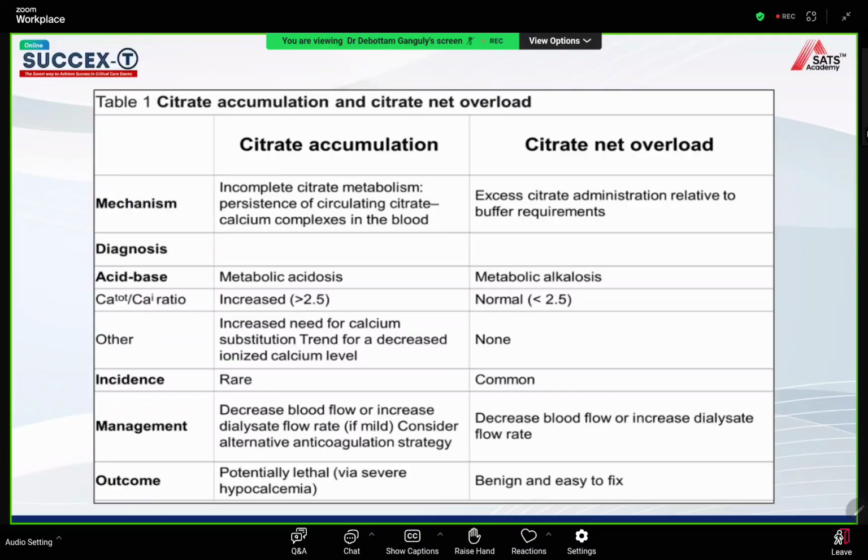Whereas in citrate accumulation, we have to decrease the blood flow or increase the dialysis flow rate, and consider an alternative anticoagulation strategy. The outcome is potentially lethal. Citrate accumulation, citrate toxicity, is a very lethal condition, whereas overload is easy to fix.